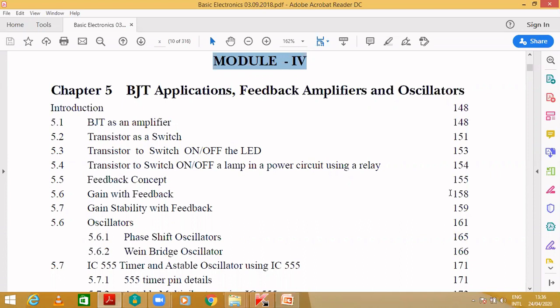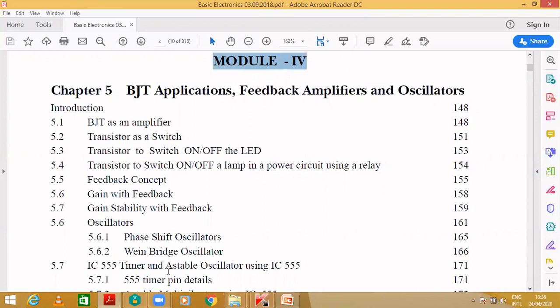So today I'll start with module 4, BJT applications, feedback amplifiers and oscillators. The content is as follows. First we'll start with BJT as an amplifier, transistor as a switch to turn on or off an LED and also to turn on or off a lamp using a relay. Next it is followed by feedback concept, gain with feedback, gain stability with feedback, then oscillators, finally IC 555 timer and astable oscillator.